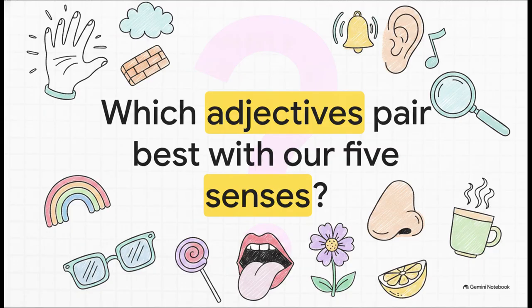So, this brings up a fun little challenge for you as you're following along. How do we actually describe the things we perceive? Like, which adjectives logically pair best with which of our 5 senses? I mean, you definitely wouldn't say a sweater sounds soft, would you?